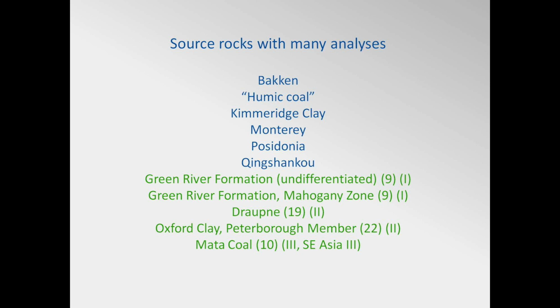There are many very familiar names on here, such as the Bakken, the Kimmeridge Clay, the Monterey, the Green River Formation, but a few others that are less well known. Of particular importance for this presentation are the ones shown in green at the bottom, the 5 down at the bottom, because they represent a wide range of kerogen types, type 1, 2, and 3, and therefore enable us to generalize our conclusions quite a bit.